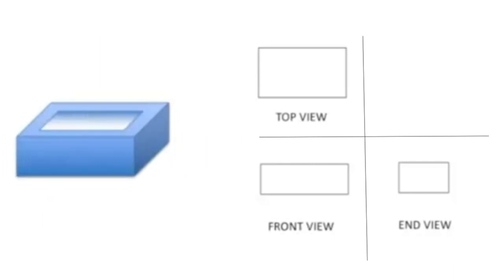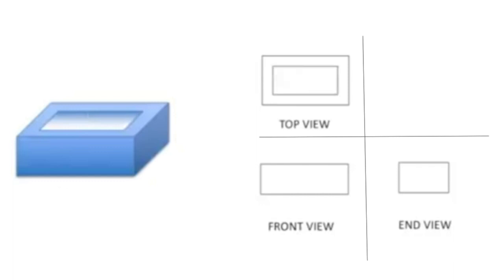So now let's imagine we have added a hole in the 3D object. So you can adjust the top view to match this with a hole in the center. But from the front view and the end view, there is no difference from the previous solid rectangular prism because you wouldn't be able to see the difference in the hole from the front or the side views. This hole can only be seen from the top view.